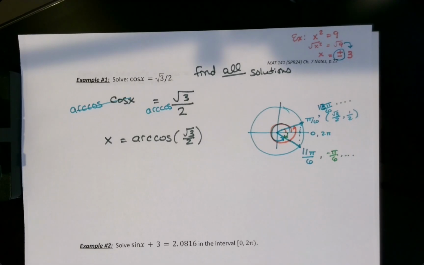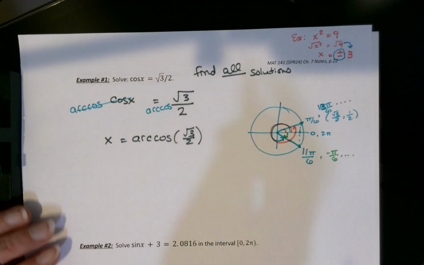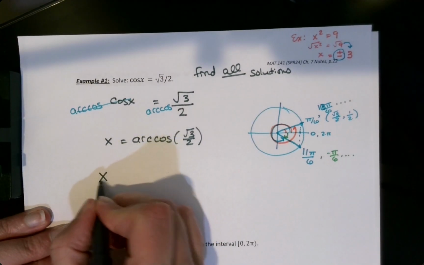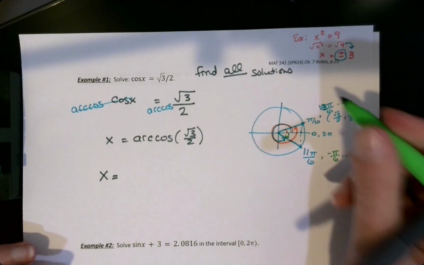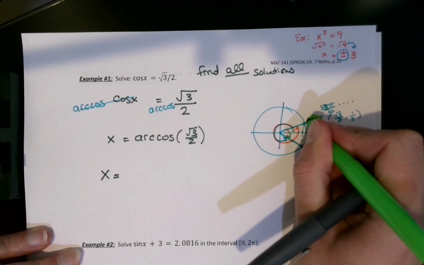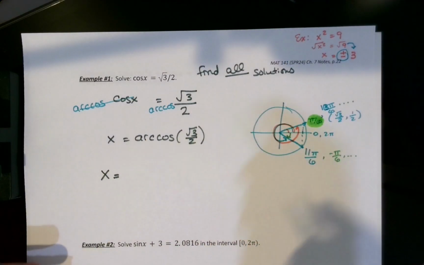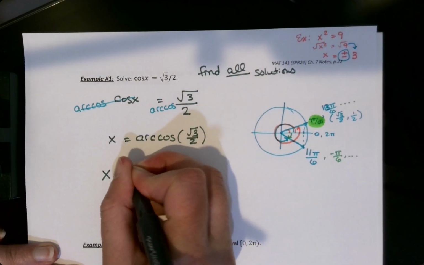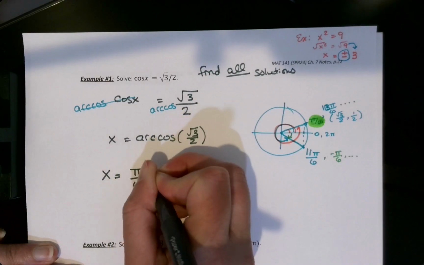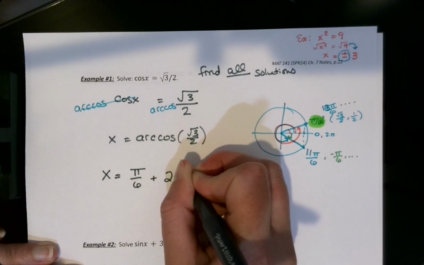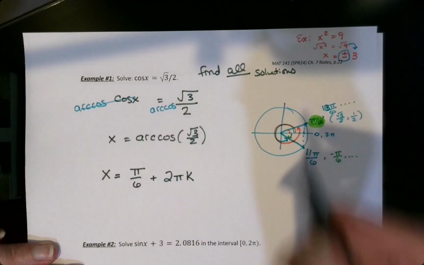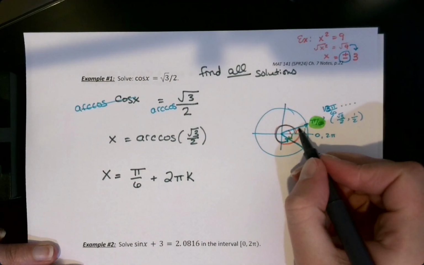So if we're looking for all solutions, we're going to go with a pattern. And we're going to say that there are two main angles. The simplest way to write the first angle is going to be pi sixths. So we can have our angle of pi sixth, and we can add on 2 pi times k for any number of revolutions around to this angle.